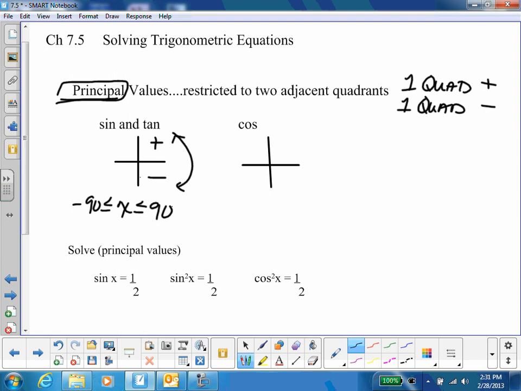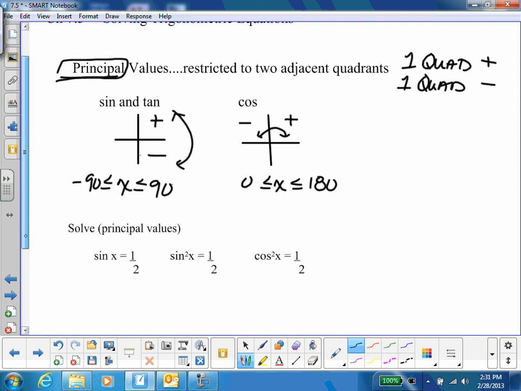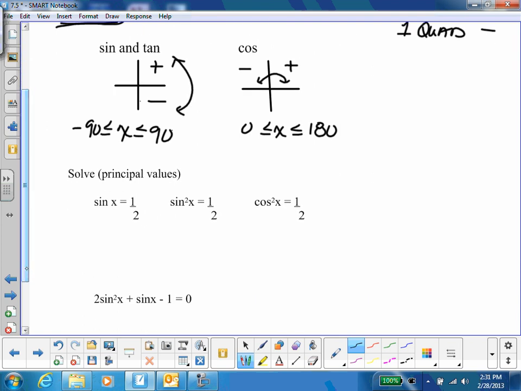Cosine's domain is positive here and negative here, and so its answers are allowed to fall between 0 and 180 degrees. So we're using these two quadrants. That's only when you see the word principal values. If I don't see the word principal values, then you will see a domain given to you, generally from 0 to 360 or from 0 to 2 pi.